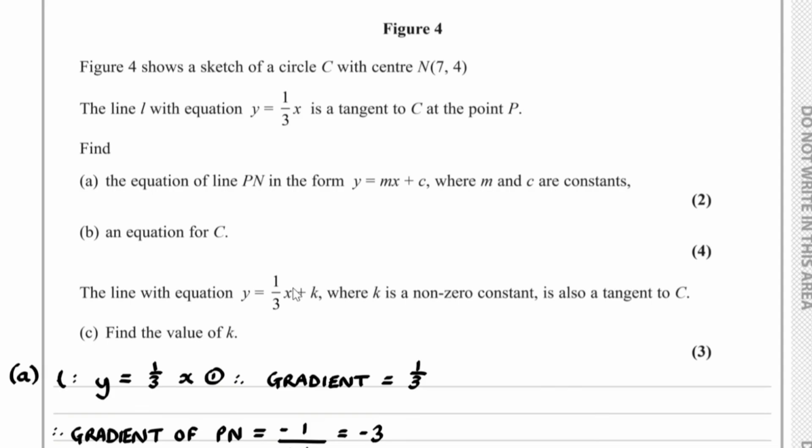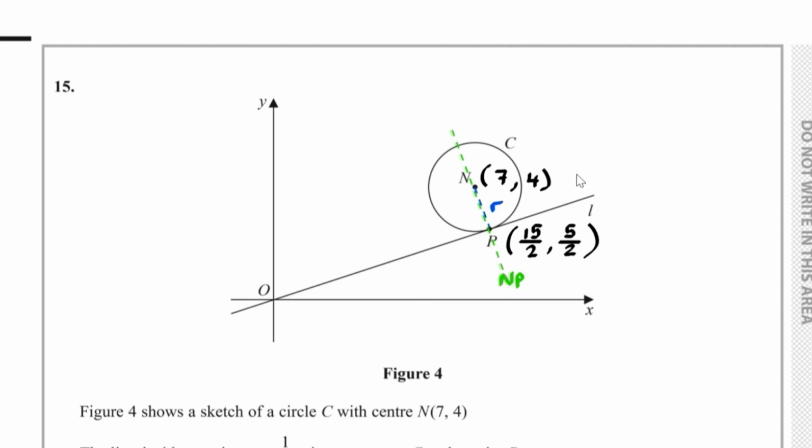And now for part C, the line with equation y equals 1/3 x plus k, where k is a non-zero constant, is also a tangent to C. We have to find the value of the constant k. Now, if we go back to our diagram, let's just add on this tangent line. We'll do it here.